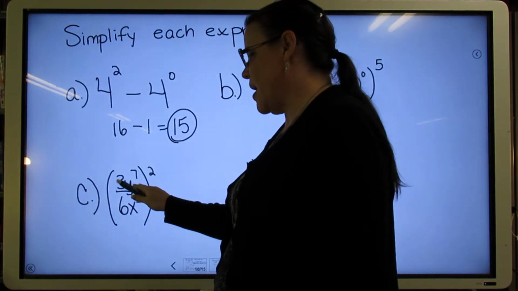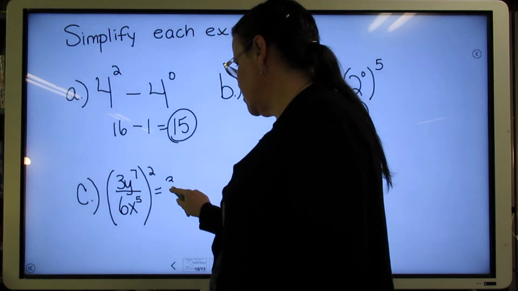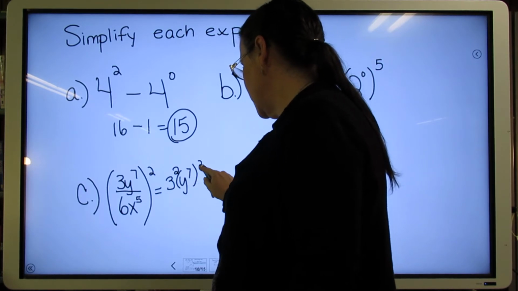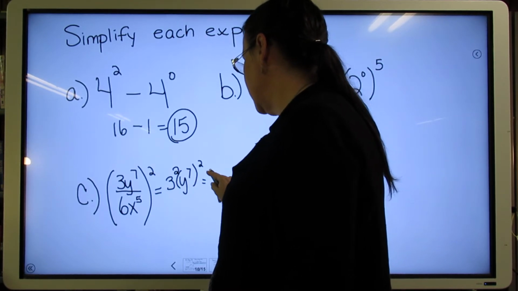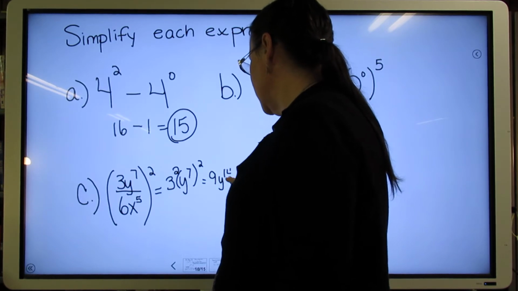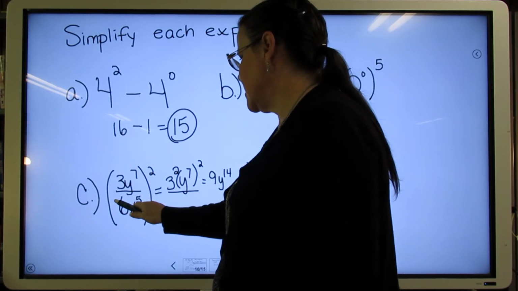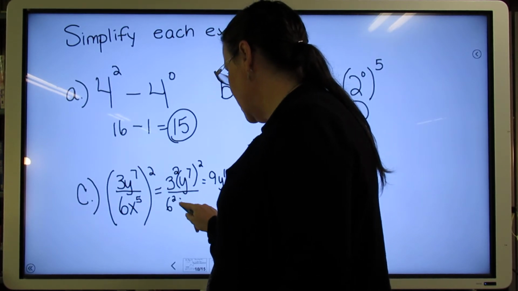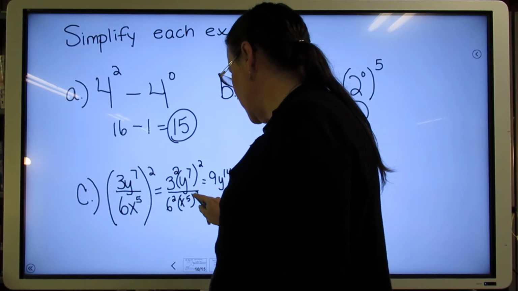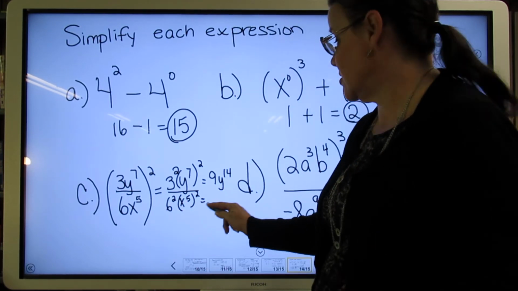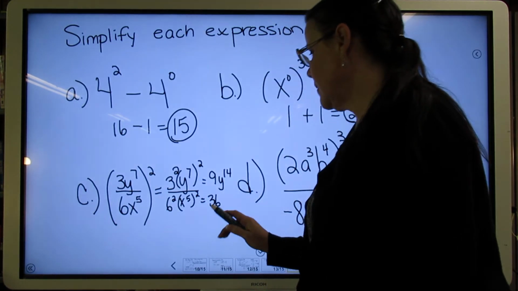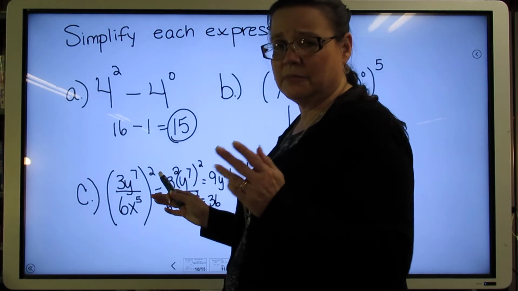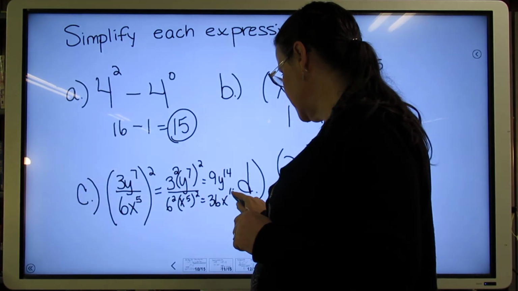Here we have power to power rule. And we would do 3 squared y to the 7th squared. And then we would get 9y to the 14th. And then we have 6x to the 5th power squared. And we'd have 6 squared x to the 5th squared. And we have 6 squared is 36. And x to the 5th to the 2nd power, 5 times 2 is 10. So it would be x to the 10.